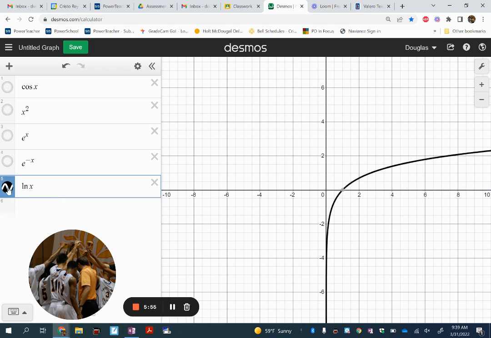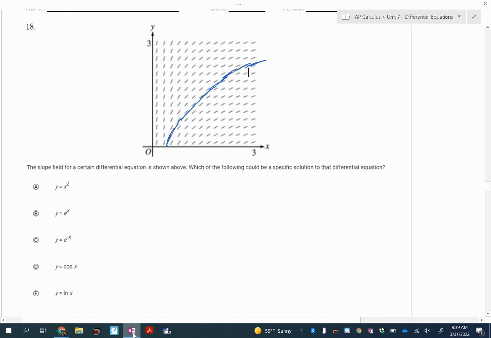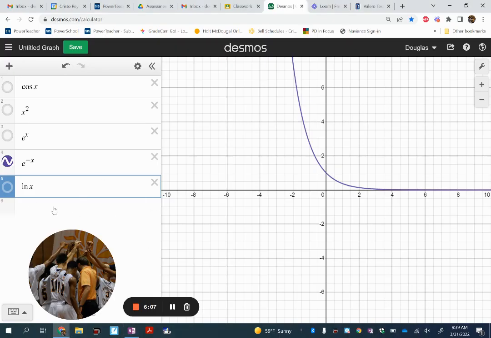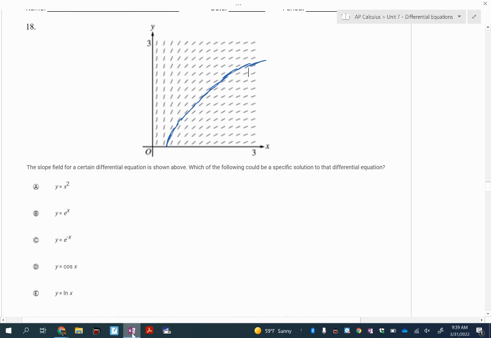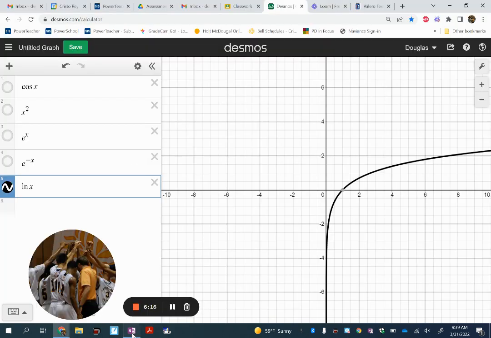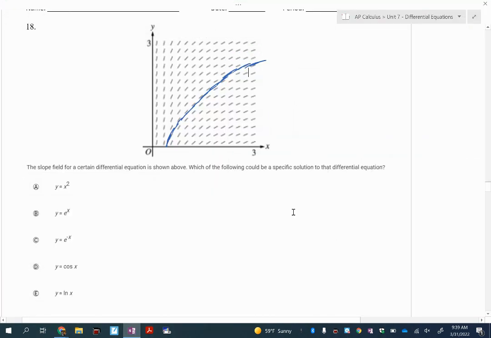Okay, so let's start with, I think the parabola is first, right? It doesn't look like that. Then e to the power of x, it's not that. It's not cosine, we know what that looks like. Here's e to the negative x, which looks like it's going the other direction. This is growth in my problem, but this e to the negative x is showing decay. So the natural log of x makes more sense in terms of matching what I have for my sketch. So the answer is going to be the natural log of x. That's how you kind of need to do those if you're trying these on the test.